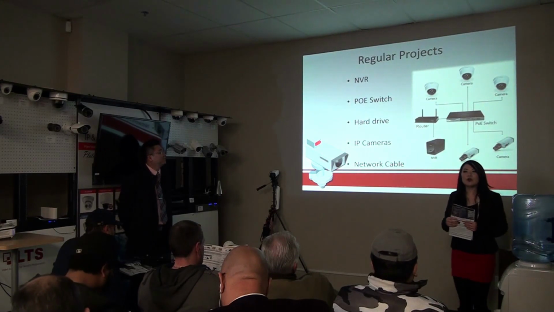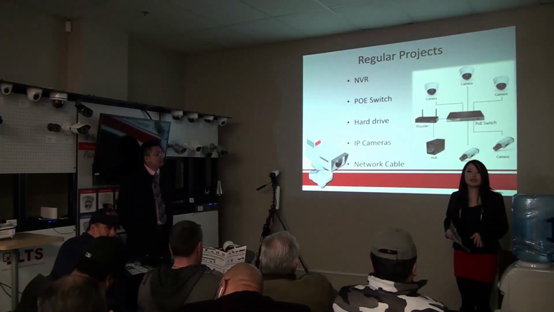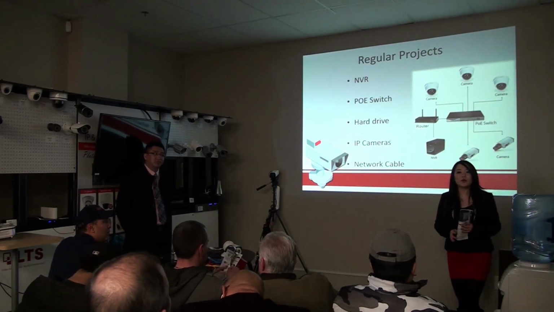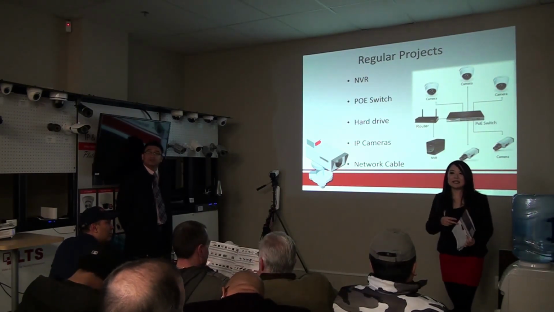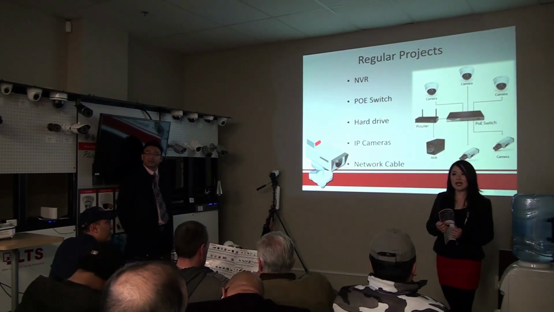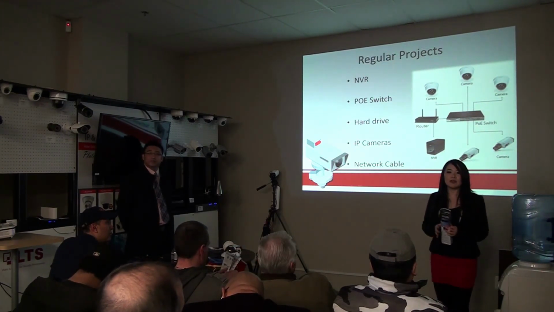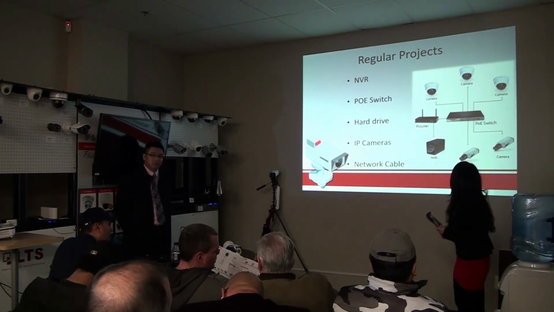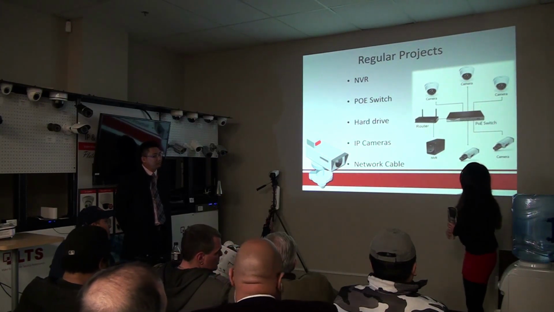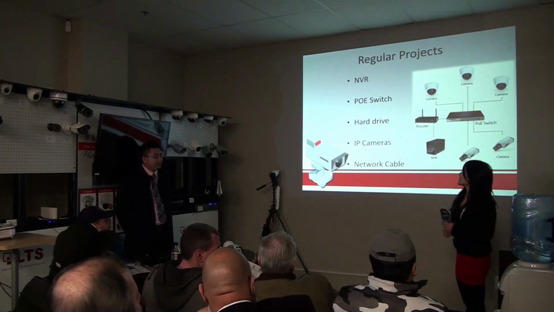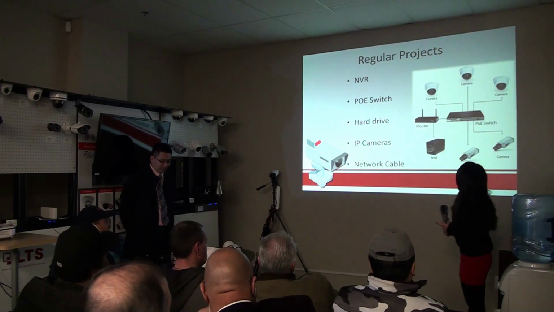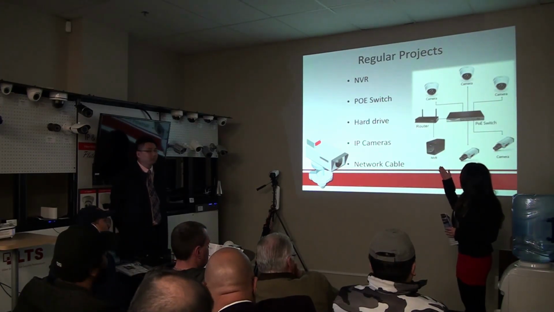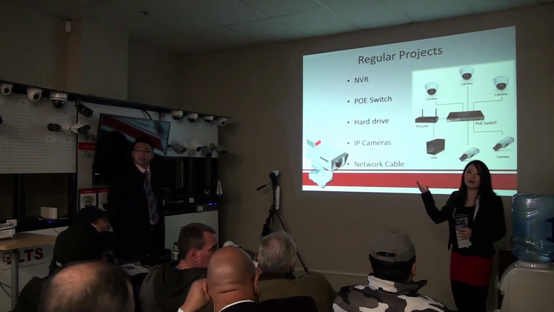Okay, so those were the entry-level systems. Sometimes, if you use the built-in PoE ports, you can't easily change the settings on the camera side. Some customers don't like that, so they want a regular system. If we go back to this picture, we can see the regular IP system consists of these parts: NVR, external PoE switch, hard drive, IP cameras, and network cable.